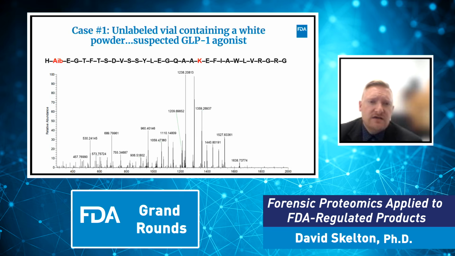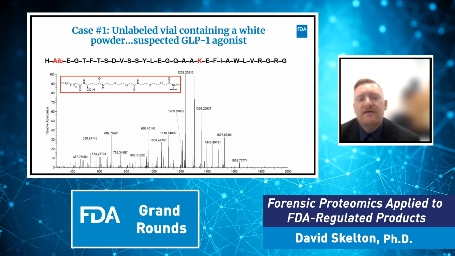Also, the lysine, which is denoted by the red K there toward the middle of the sequence. Semaglutide is known to have this structure as a modification on the side chain of that amino acid.